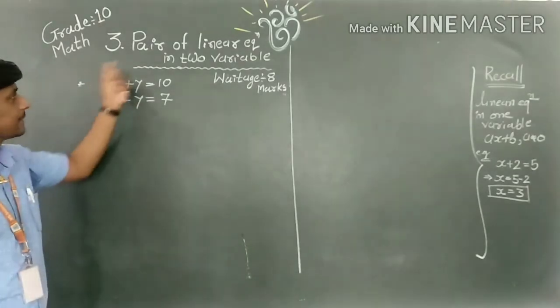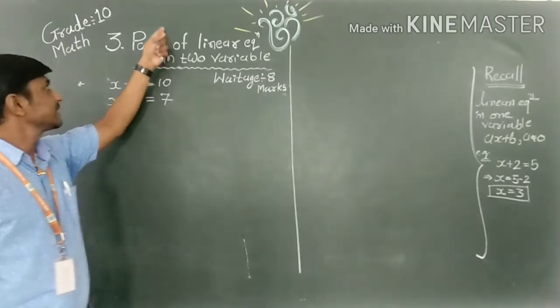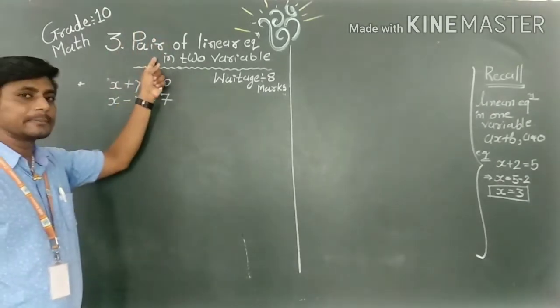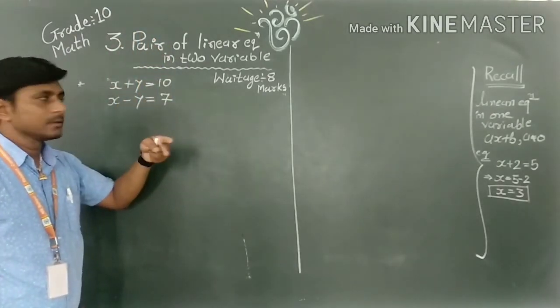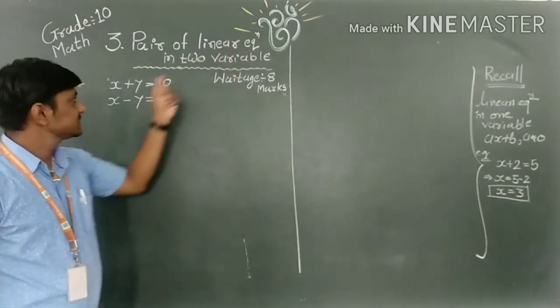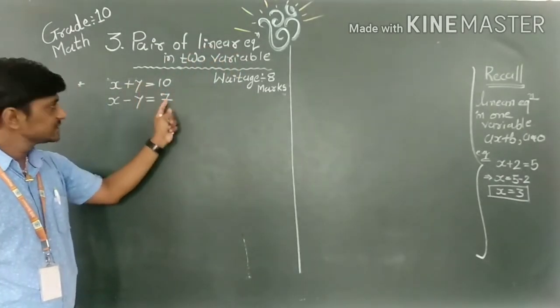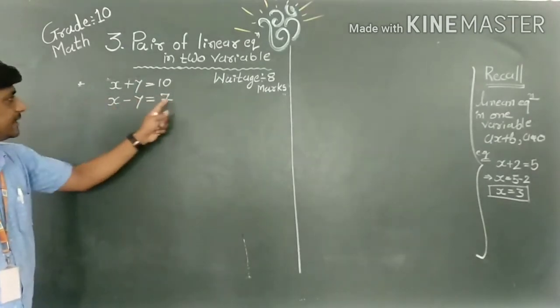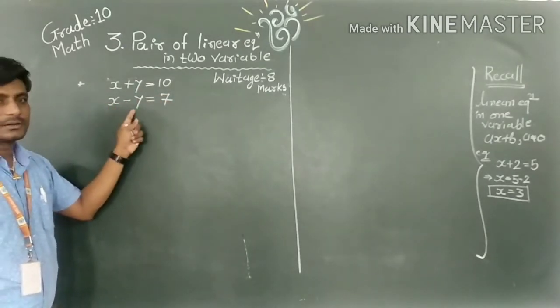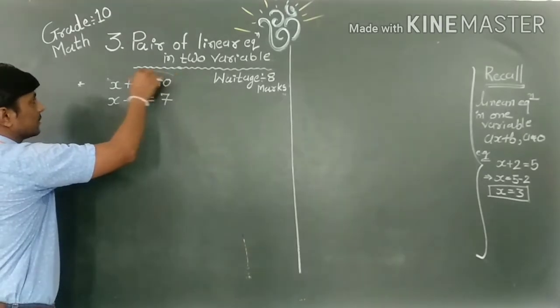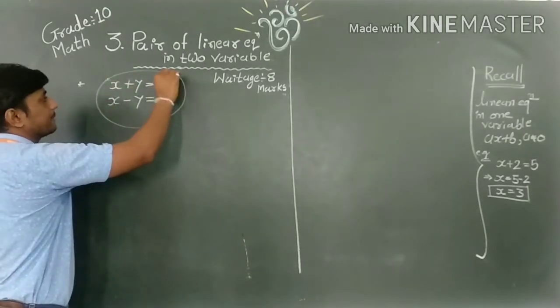Now in this chapter, what is the meaning of the word pair? It means two linear equations. This is a single linear equation in two variables. This is another linear equation in two variables. That means the combination of two equations is said to be a pair.